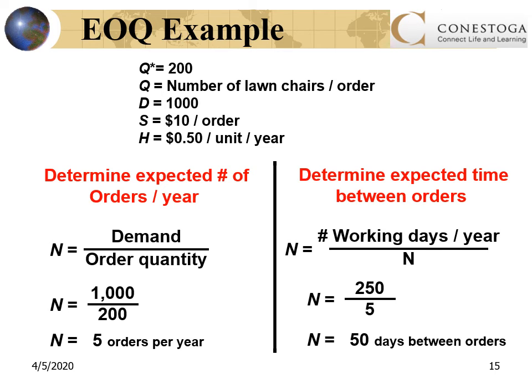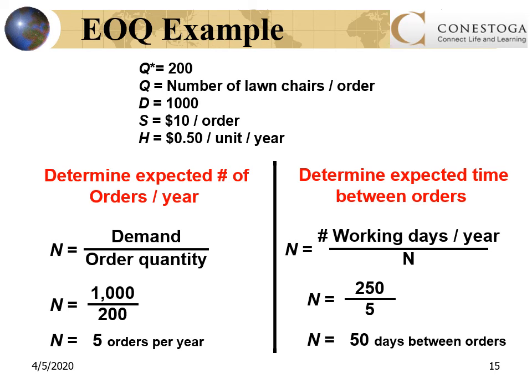Now the second question which I can answer is, once I have found Q star, determine the expected number of orders per year. Since I know that my total demand is 1,000 and my Q star is 200, 1,000 divided by 200 is 5. That will be the number of orders which I can expect each year.